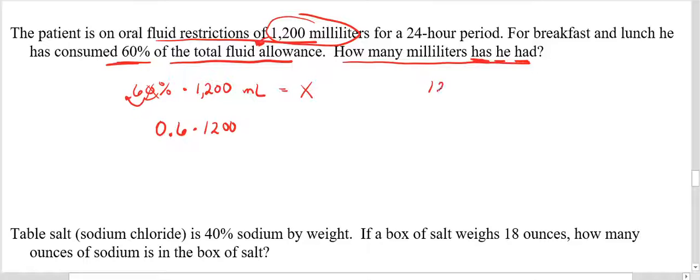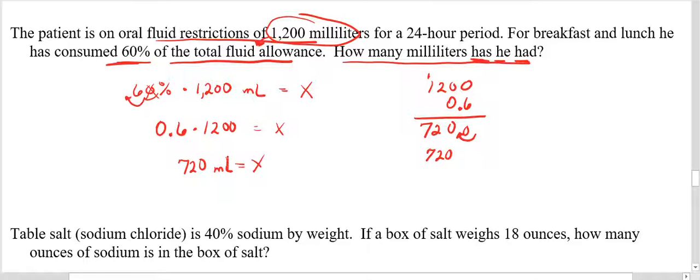And again, I should be able to do this one in my head. Tonight I can't. So 6 times 0 is 0, 6 times 0 is 0, 6 times 2 is 12. Carry my 1, 6 times 1 is 6, and 1 is 7. So I got 7,200. I've got one decimal place, so I move my decimal point one place. So I have 720. So X equals 720 milliliters.